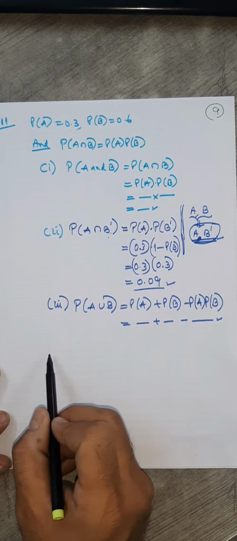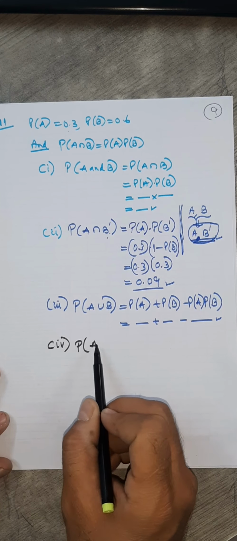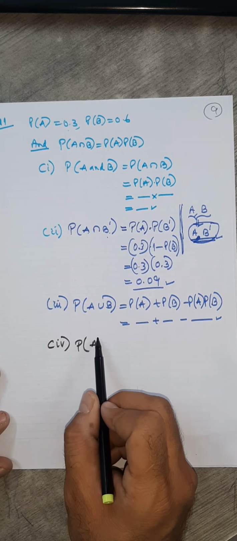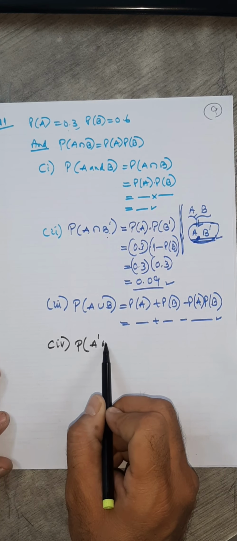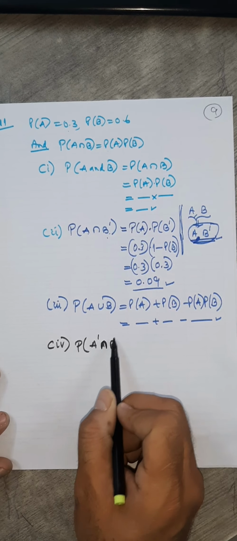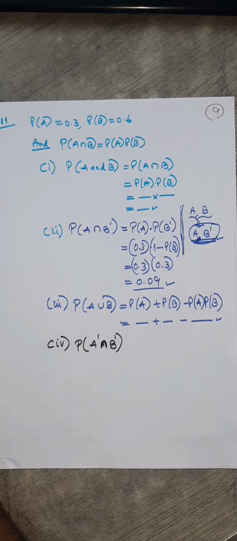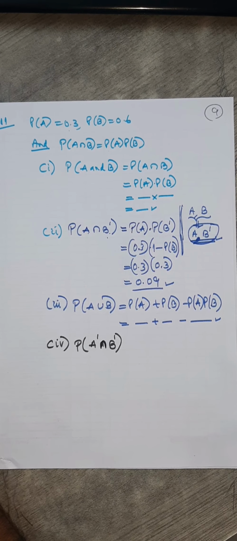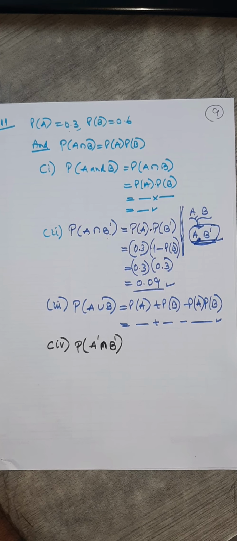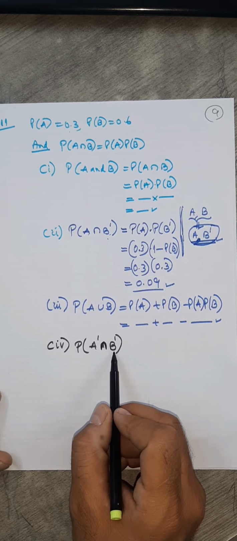What about the fourth sub question? There, P of (A dash intersection B dash), that is neither A nor B, that is not A and not B. What's the meaning of neither A nor B? It means not A and not B.